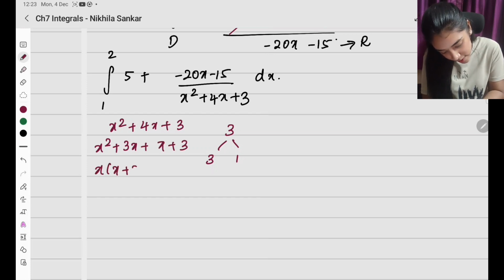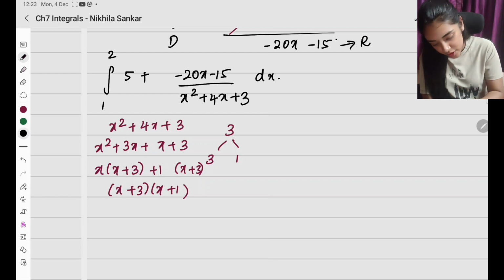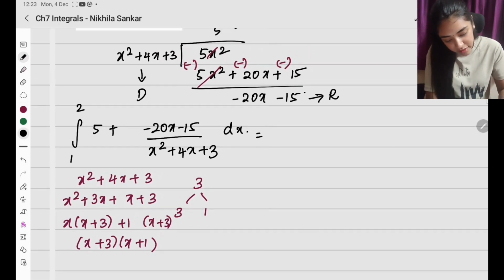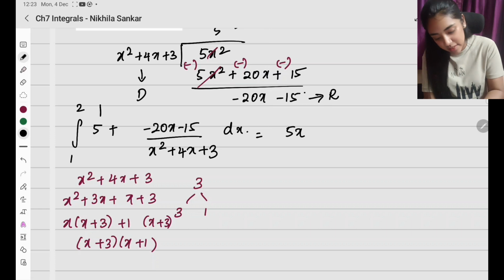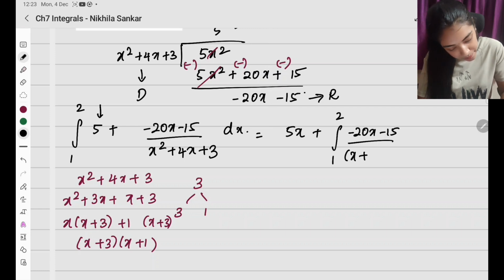Taking x common, I have x plus 3, and x plus 3 plus 1. So what are the factors? x plus 3 times x plus 1. Okay. So this basically I have 5 times x. When I integrate, I have 5x plus integral 1 to 2 of (minus 20x minus 15) divided by (x plus 3)(x plus 1). Okay.